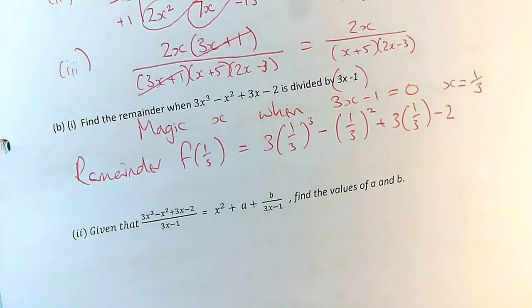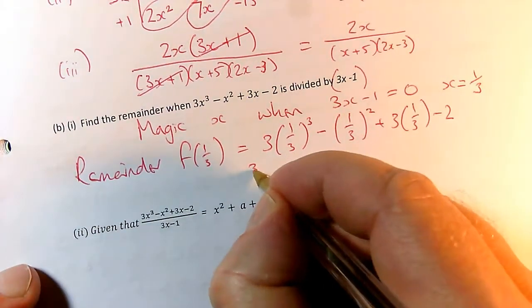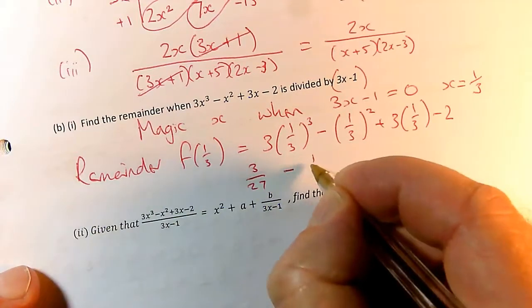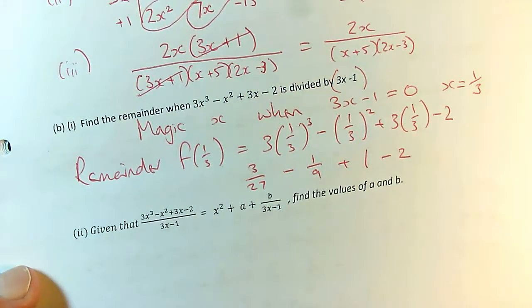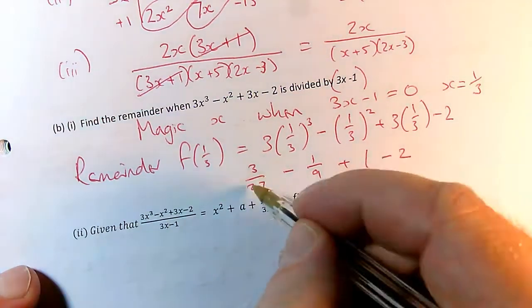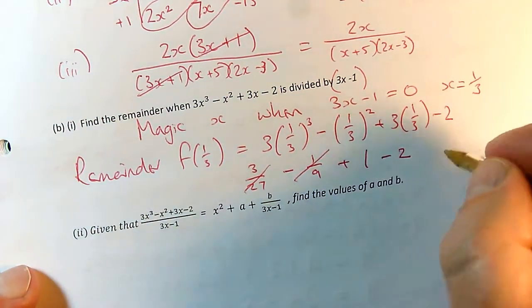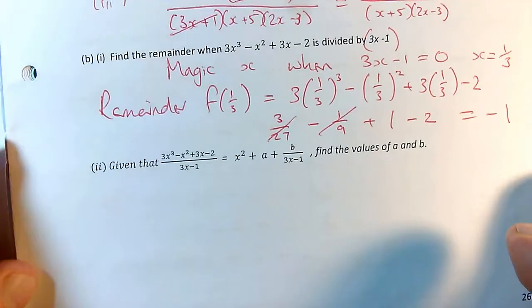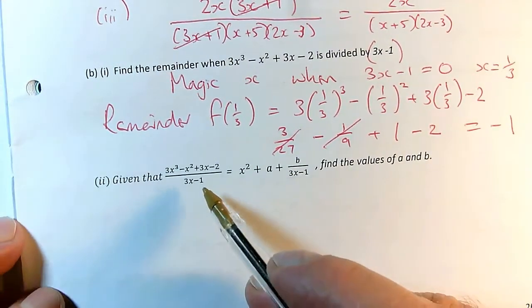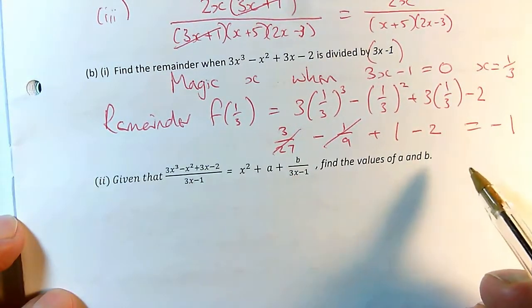I don't feel like cheating on this one because it's so easy. This is 3/27 minus a 9th plus 3 times 1/3 is 1 minus 2. And 3/27 is a 9th, so these two cancel out, and 1 take away 2 is minus 1. So my remainder is minus 1. Hooray, that was easy. And then this last part, b dotted 2, given that that is the same as that, find the values of a and b.